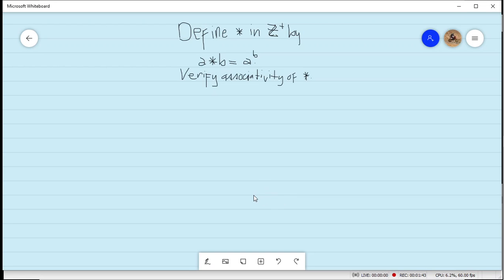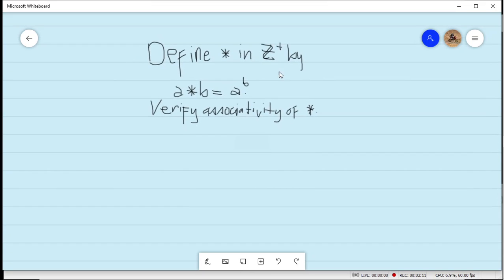Again, an example wherein the statement holds is inconclusive, but an example where the statement does not hold disproves the theorem. We call that a counterexample. Let me show you a particular illustration for that observation. Here we have the operation asterisk defined in the set of positive integers Z by the statement A operation B is A to the B.